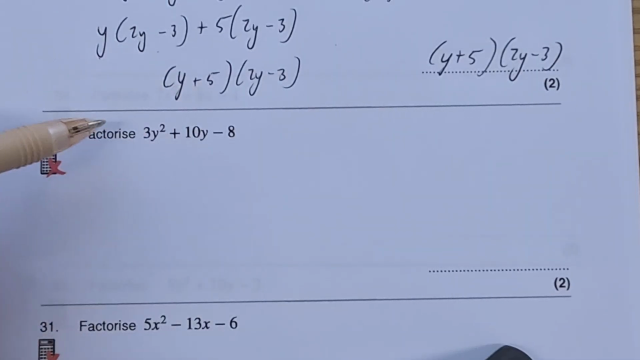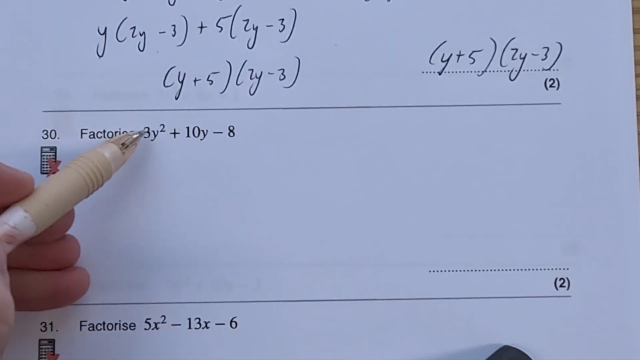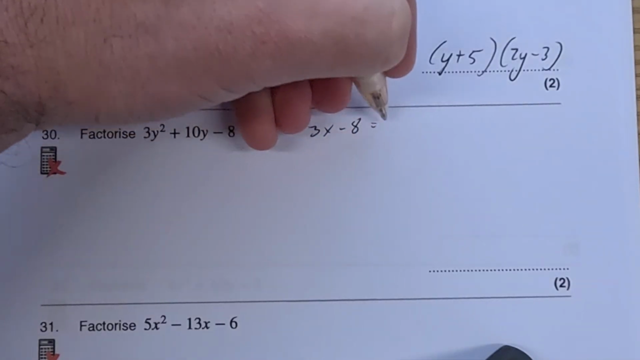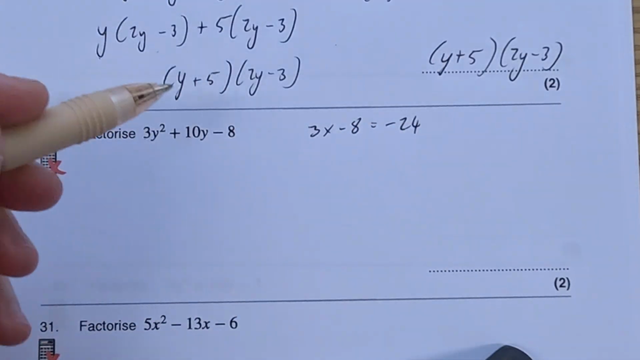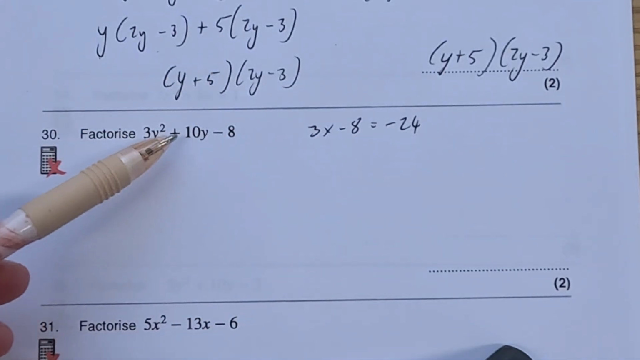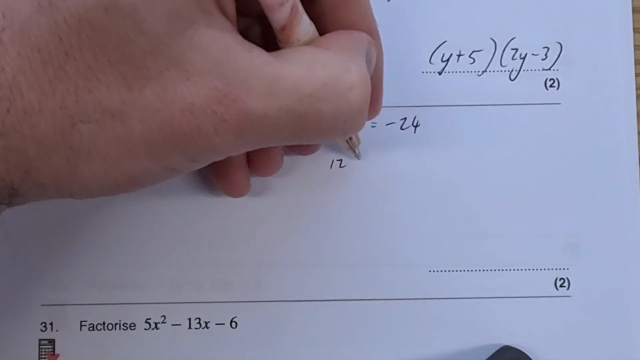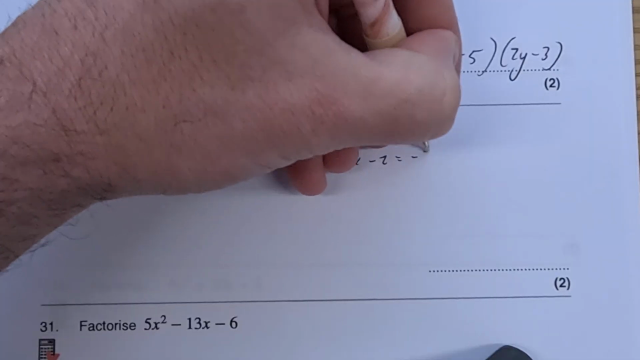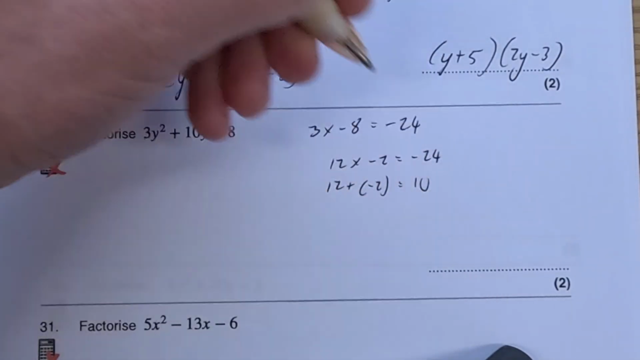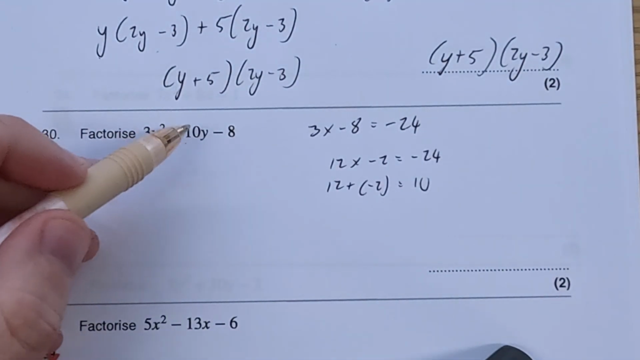Okay, we've been asked to factorize 3y squared plus 10y minus 8. If you wanted to use a split in the middle technique, you multiply the a and the c. So 3 times minus 8 is equal to minus 24. We now want to think of two numbers that times together to be minus 24 and add together to be 10. So I'm thinking 12 and minus 2, because 12 times minus 2 is equal to minus 24, and 12 plus minus 2 would be equal to 10. Okay, so we're going to split this 10y up into a minus 2y and a 12y.